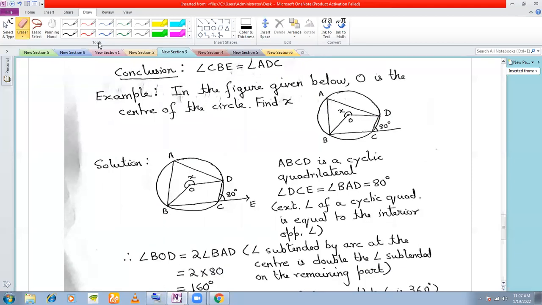Now when we redraw the figure, we see that ABCD is a cyclic quadrilateral, right? A, B, C, D. In this cyclic quadrilateral, this 80 degree angle is the exterior angle. That means which angle must it be equal to? The 80 degrees must be equal to this angle. So this angle must be 80 degrees because of this theorem: the exterior angle of a cyclic quadrilateral is equal to its interior opposite angle.